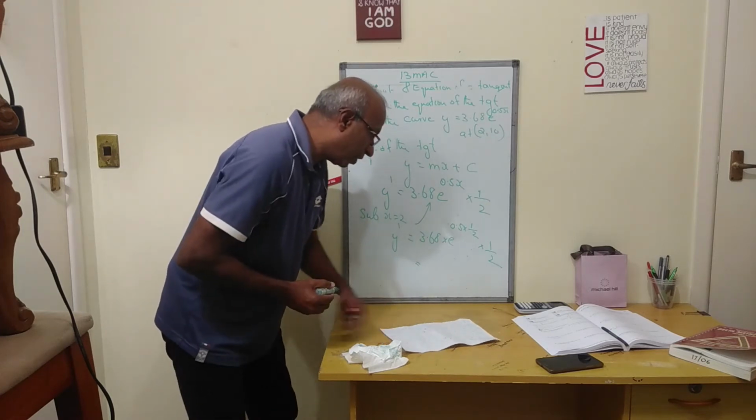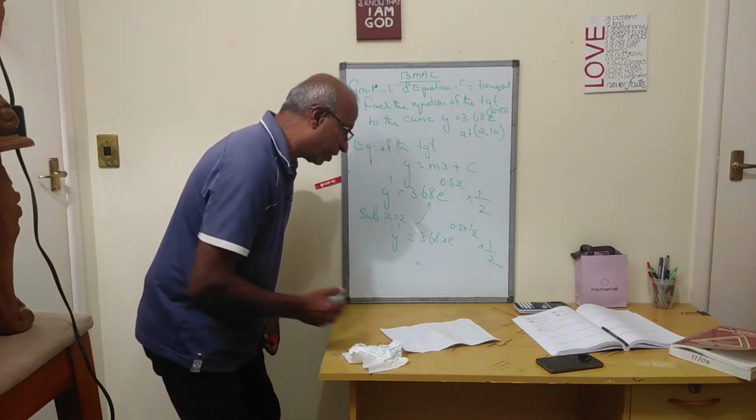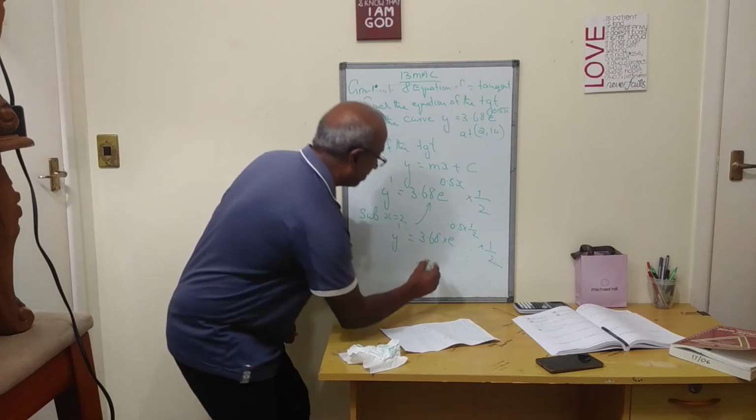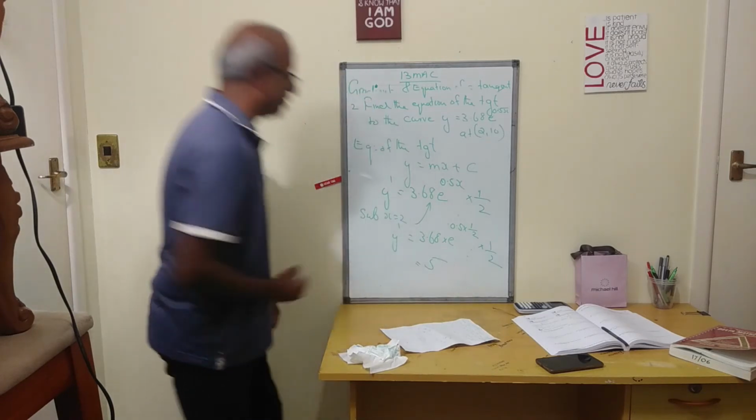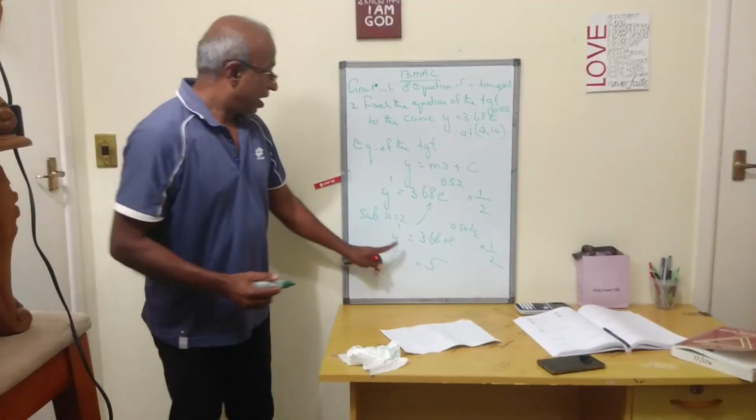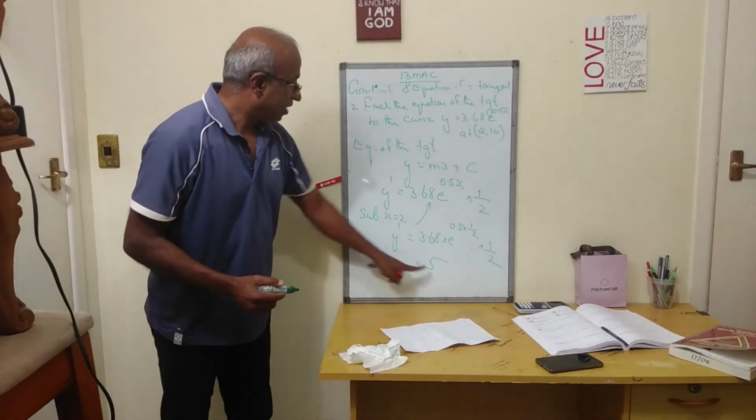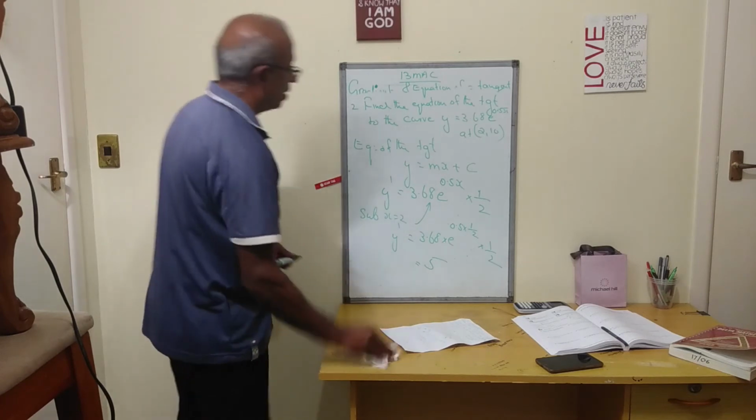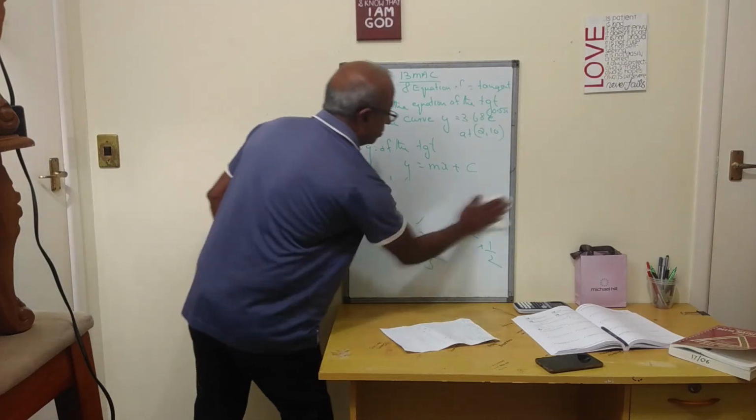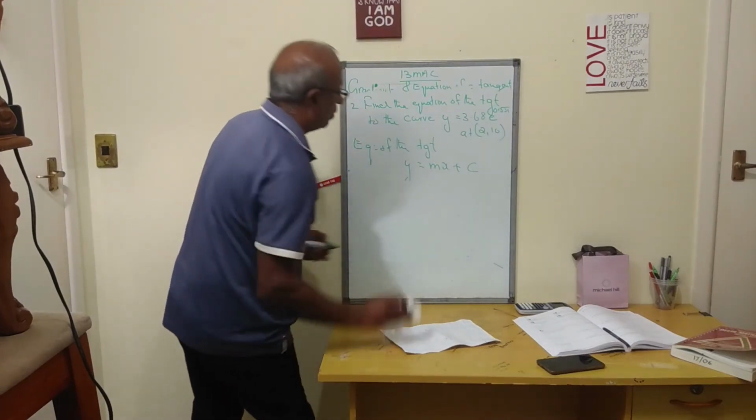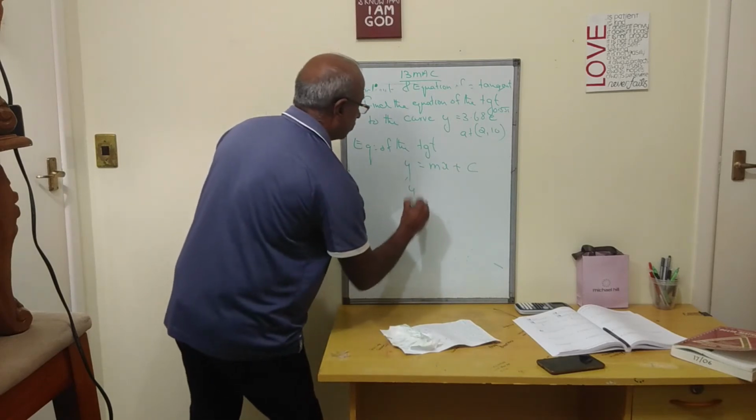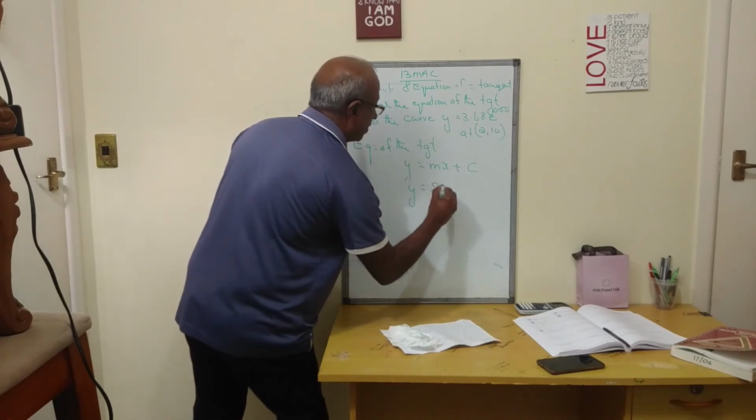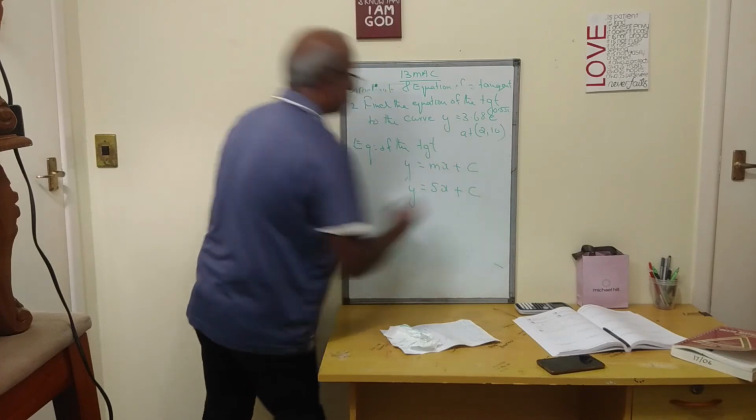When you use a calculator, we get the answer here. I just calculated, I got y dash is equal to 5. Right? That is the value of m. Okay. Now I'm erasing this one. Therefore, equation of the tangent y is equal to 5x plus c.